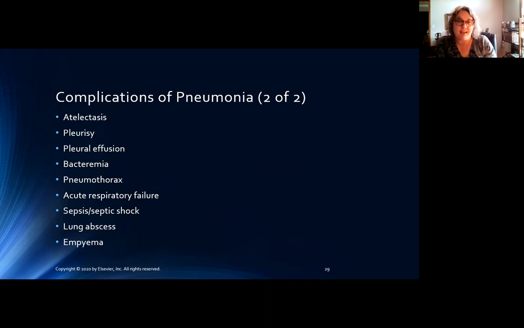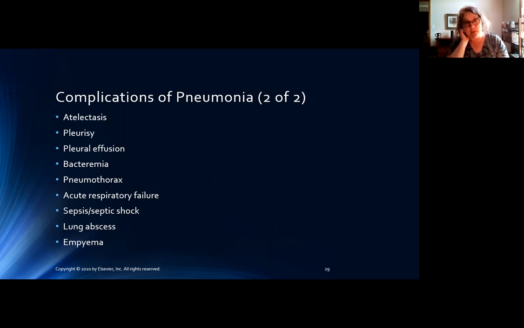Sepsis and septic shock. I had mentioned this in another slide, but pneumonia can very easily lead to sepsis and septic shock, as well as having a lung abscess, which is a gathering of pussy fluids on your lung, and then empyema. There's a variety of different vocabulary words that are associated with complications of pneumonia.